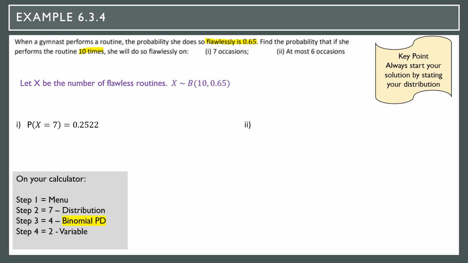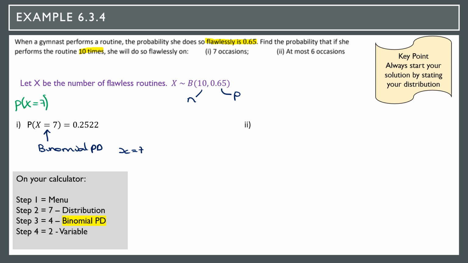So part I asks us to find the probability that she will perform the routine flawlessly on exactly 7 occasions. So we can write that as the probability that x is equal to 7. Because we're looking at exactly equal to, we can use the binomial PD function on our calculator. We know the value of n because we defined it in our distribution. Similarly, we've got our value for p. And then in this case, we've got x is equal to 7. So when you pop those values into your calculator, you should get 0.2522.